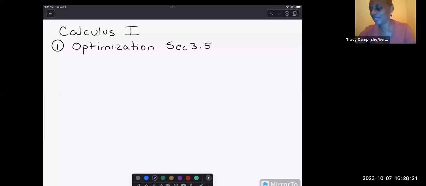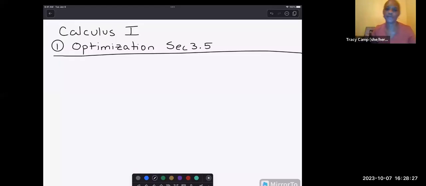Optimization means finding the best outcome, right? Like the word optimal means the best. So optimization means you are creating the best, and we're going to do that using calculus.